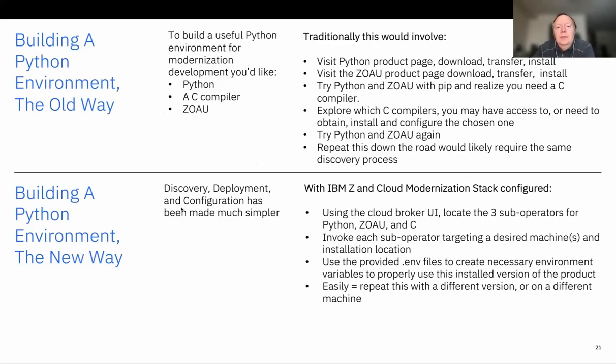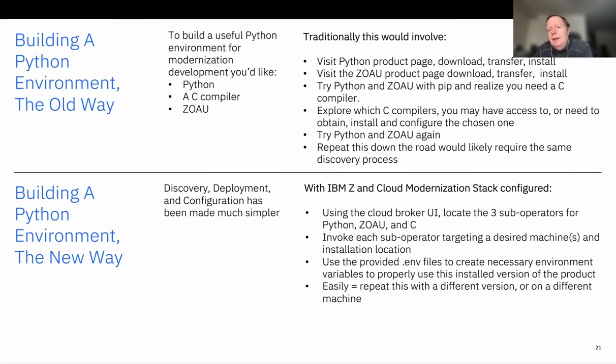So just to drill into the specific things: building a Python environment the old way. I want to recap what specifically this looks like. In today's parlance, you need a Python interpreter, a C compiler, and ZOAU. You have to visit the Python product page, find out what version you need, download it, transfer it, install. Okay, you've got Python. Now you need ZOAU, same thing. You have to make sure you get the right version of ZOAU and take it from there.